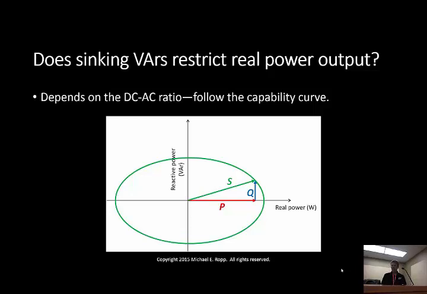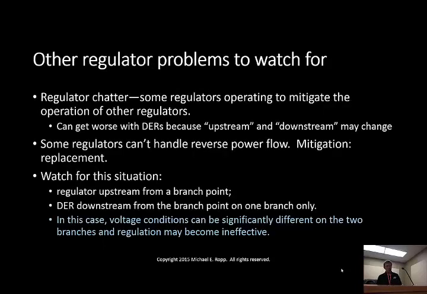So the capability curve issue really has sort of ceased to become a problem for the most part. There's some other things you have to watch for with regulators. We talked about chatter, right? You can have voltage regulators that chatter with each other even if there is no DER on the circuit.